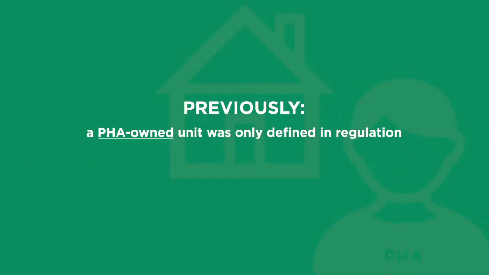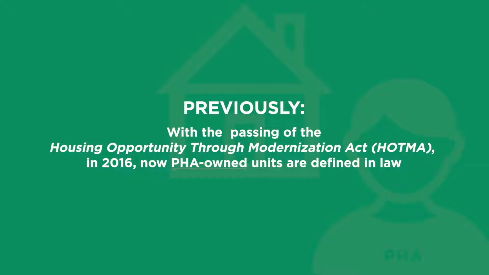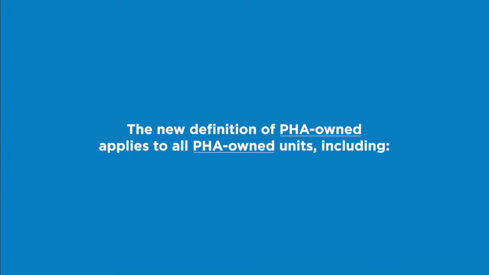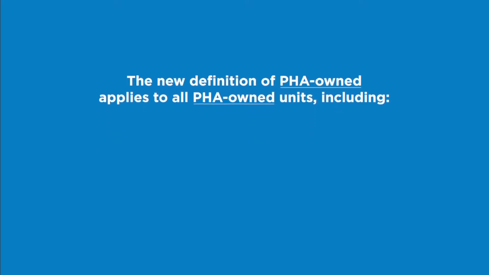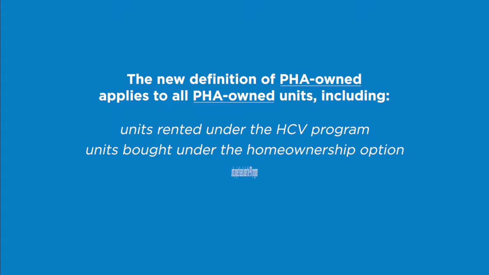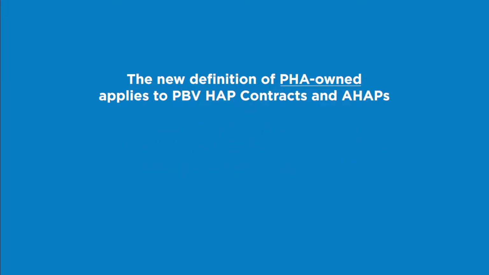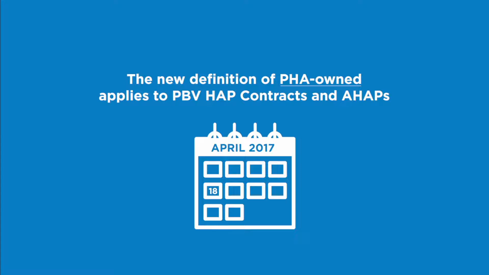Previously, a PHA-owned unit was only defined in regulation. With the passing of the Housing Opportunity through Modernization Act, or HOTMA, in 2016, now PHA-owned units are defined in law. The new definition of PHA-owned applies to all PHA-owned units, including units rented under the HCV program, units bought under the homeownership option, and units project-based under the PBV program. The new PHA-owned definition applies to PBV HAP contracts and AHAPs executed on or after April 18, 2017.